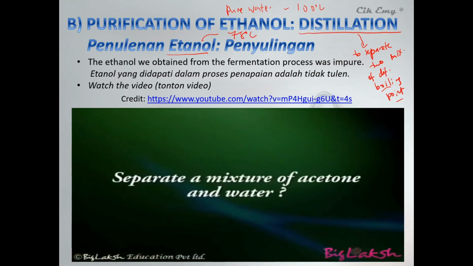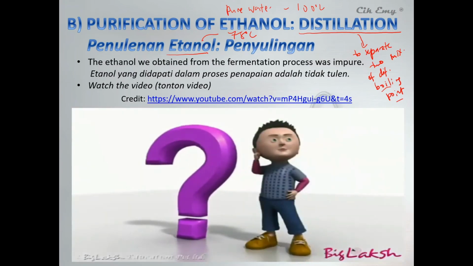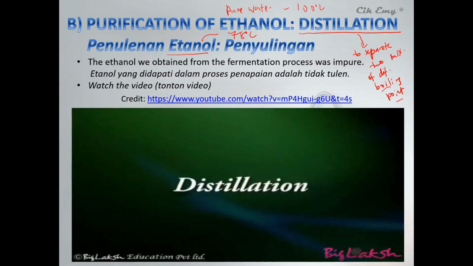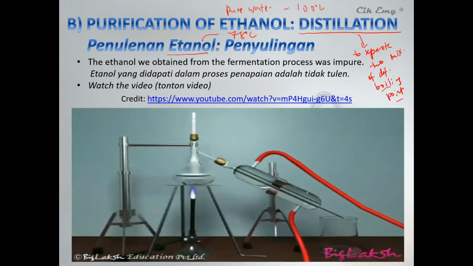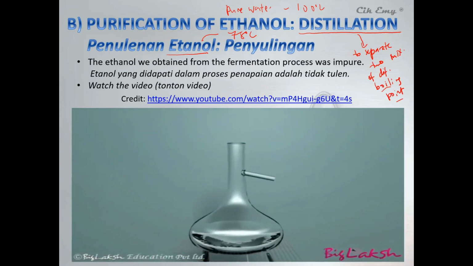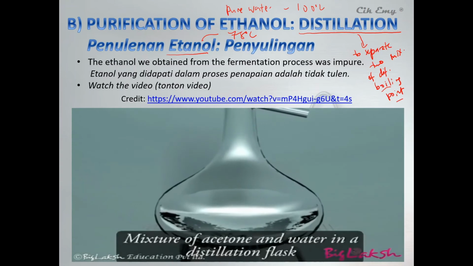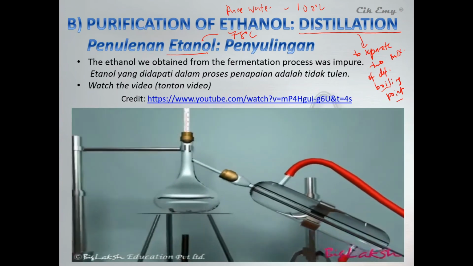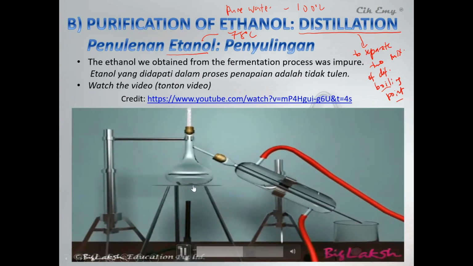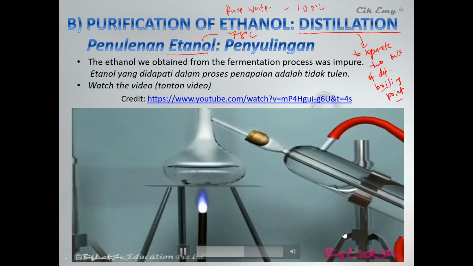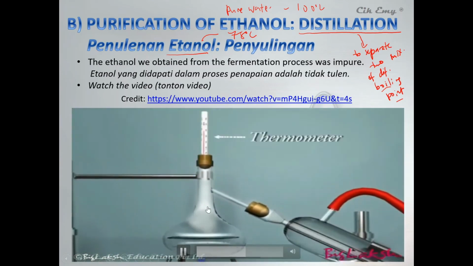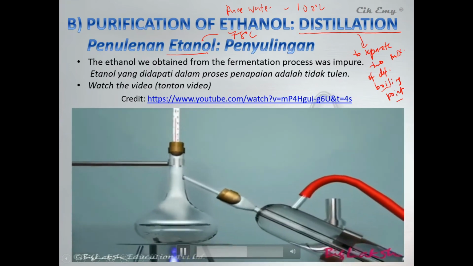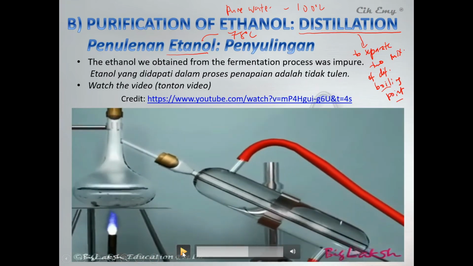Can you separate a mixture of acetone and water? Yes, it can be achieved by distillation. Let us have a look at the procedure of separation using distillation method. Firstly, take the mixture in a distillation flask fitted with a thermometer. Observe carefully how the apparatus is arranged. Then, heat the mixture slowly, keeping a close watch at the thermometer. See the acetone vaporizing and then condensing in the condenser.